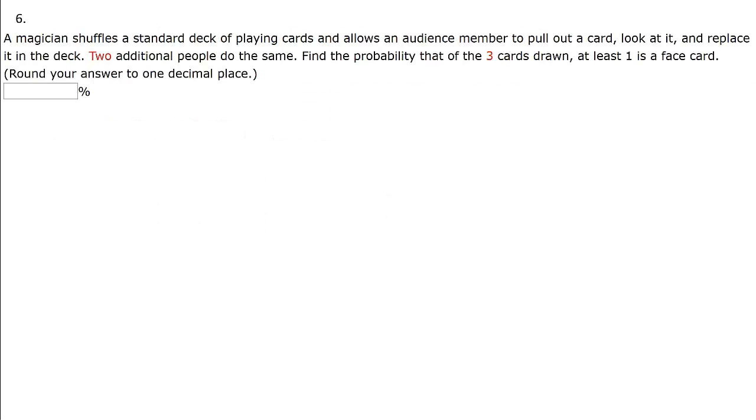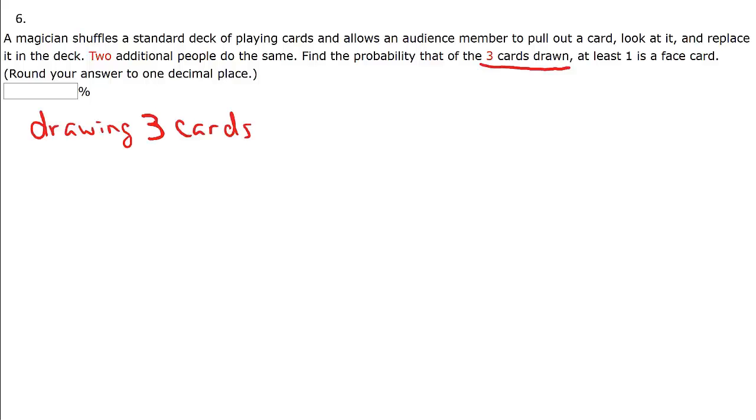Number 6. A magician shuffles a standard deck of playing cards and allows an audience member to pull out a card, look at it, and replace it in the deck. 2 additional people do the same, so a total of 3 people. Find the probability that of the 3 cards drawn, at least one is a face card, and round your answer to 1 decimal place. And our answer is going to be given as a percent.